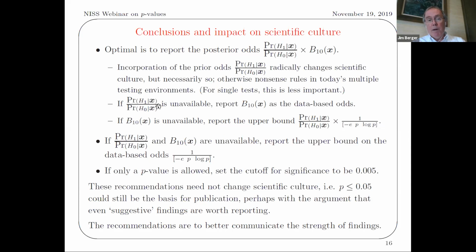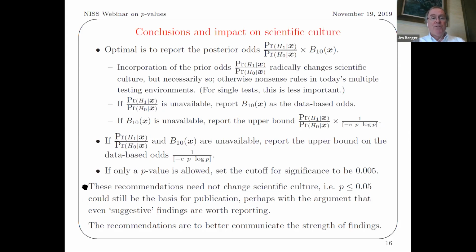If you can't come up with prior odds, at least just report the data-based odds. If the data-based odds are unavailable, report the prior odds times the bound on the Bayes factor. If they're both unavailable, at least report the bound on the Bayes factor. And finally, if you can't do any of that, at least use a cutoff of 0.005. So this is going from optimal to worst, but still something that is a significant improvement.